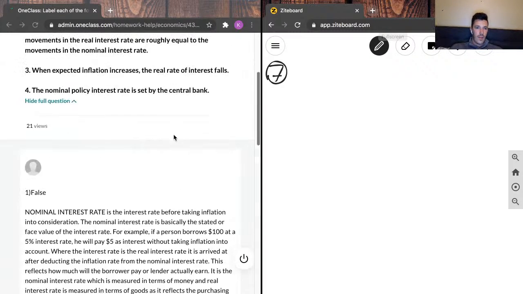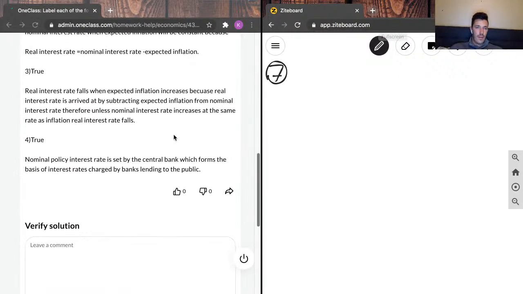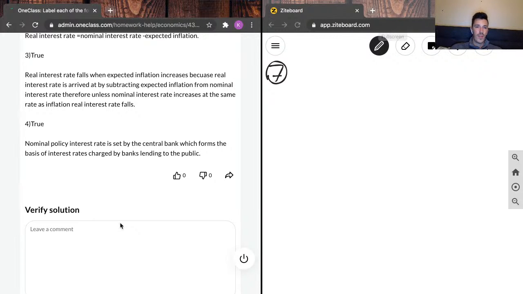I'm trying to think if there's anything else I should add to that. 8 times a year, the Bank of Canada will revise this overnight interest rate. So basically every month and a half.